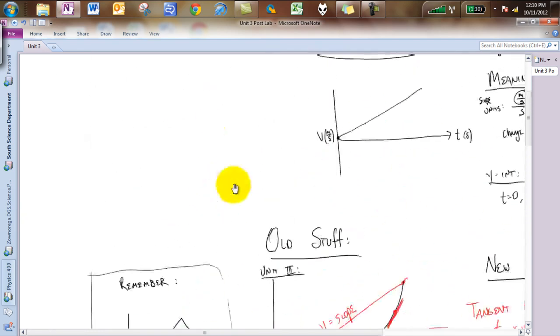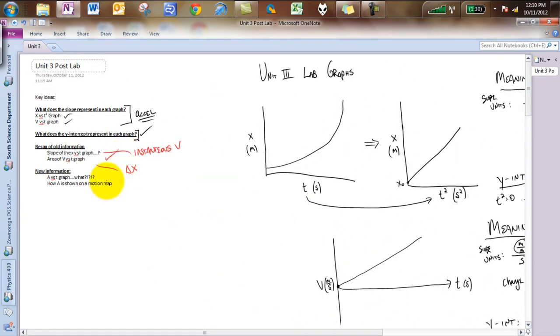So, long video, my apologies, but you'll see we took care of the new ideas here, the a versus t graph, and how acceleration is shown on a motion map. You'll notice that showing it on a motion map is going to be really helpful.